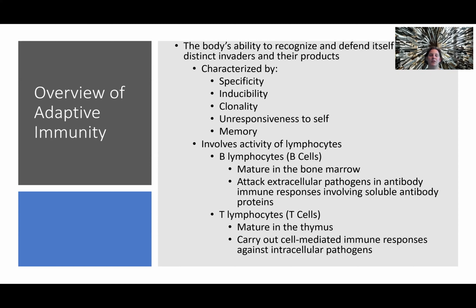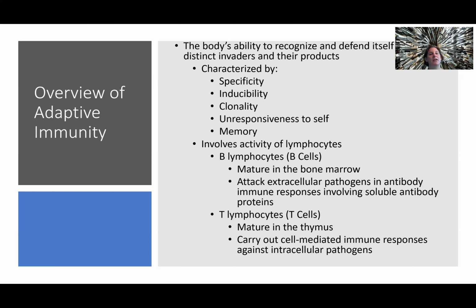So adaptive immunity allows us to recognize and defend ourselves against new invaders, distinct invaders, ones that we do not have the normal genetic capability to respond to. When you think about how many possible pathogens there are in the world, as well as how those pathogens themselves can change and mutate, it is good that our body has a way to respond to that. So adaptive immunity is even more specific than the second line of defense that we were talking about.